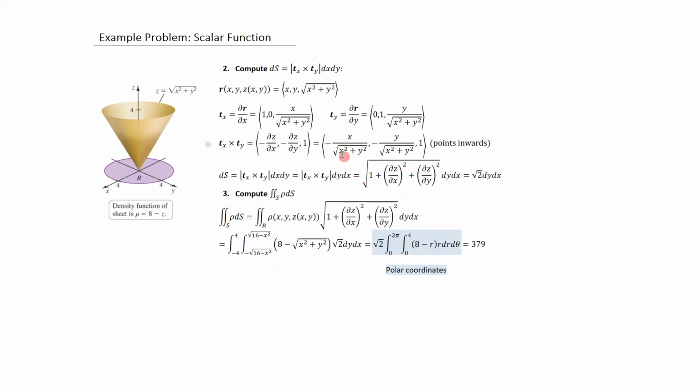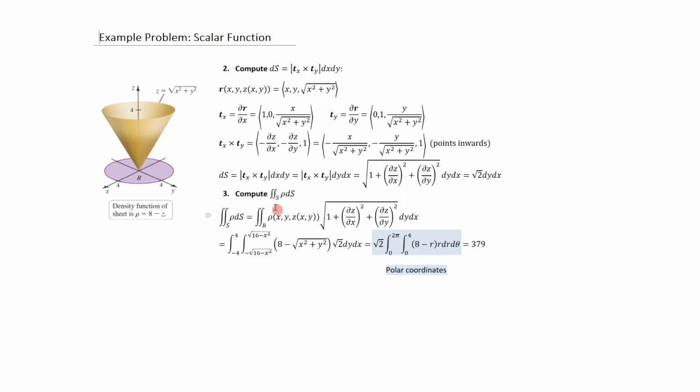This will just be x squared over x squared plus y squared, plus y squared over x squared plus y squared, plus 1. And then you multiply through top and bottom on this side by x squared plus y squared, add the results and take the square root. You'll end up with a square root of 2 factor. X squared plus y squared cancel in the numerator and denominator. So now we have dS in terms of root 2 dy dx.